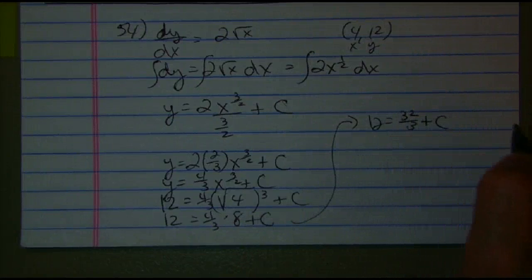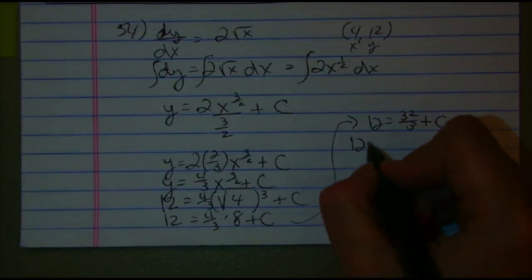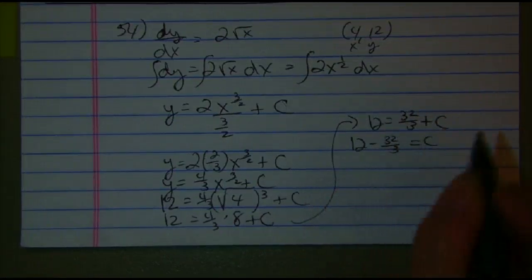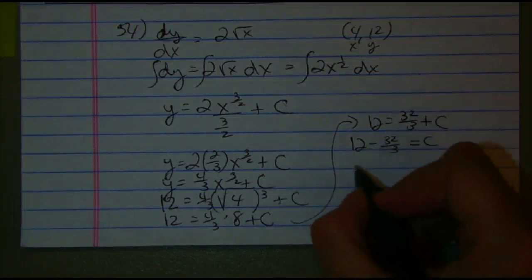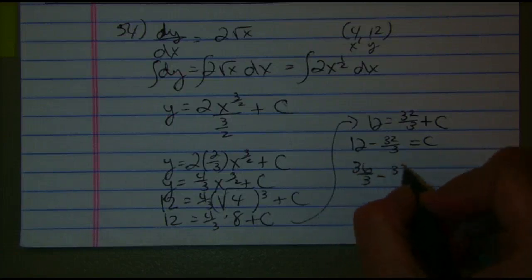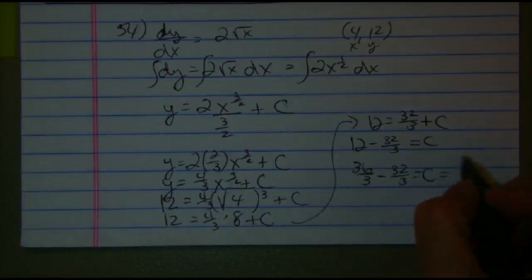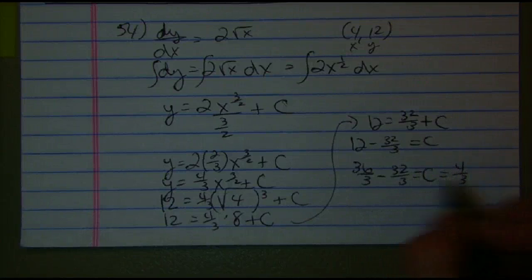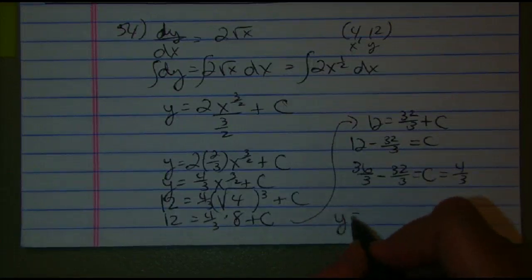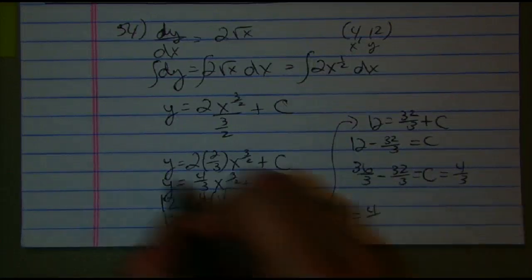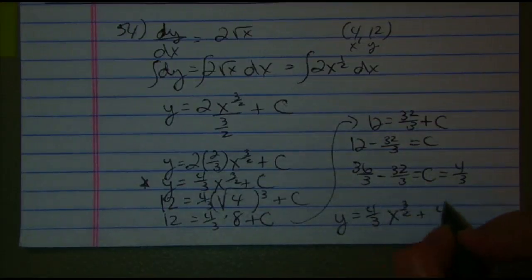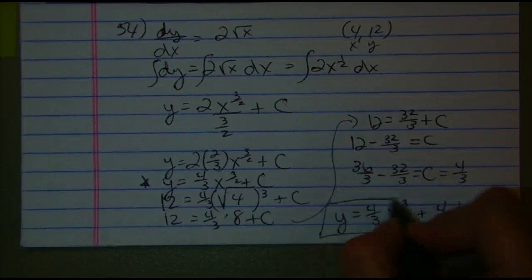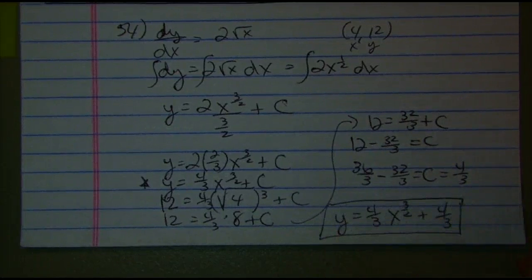32/3 plus c. Now I'm going to subtract that. And once I get myself a common denominator, I think I will be done. So I need a denominator of 3, so that's 36/3 minus 32/3 equals c, so that is really 4/3. So now my specific solution is y equals 4/3 x to the 3/2 plus 4/3. There is my specific solution.